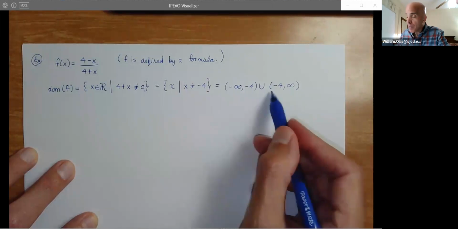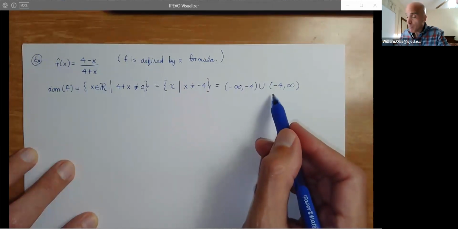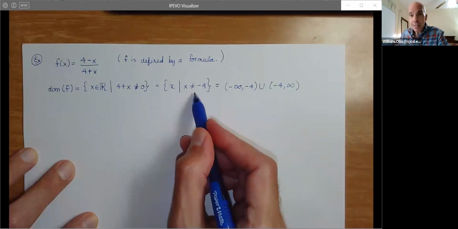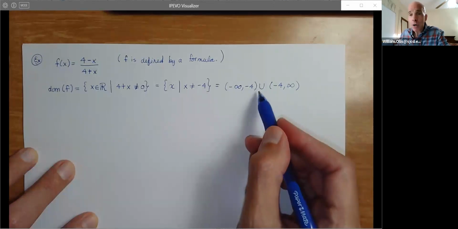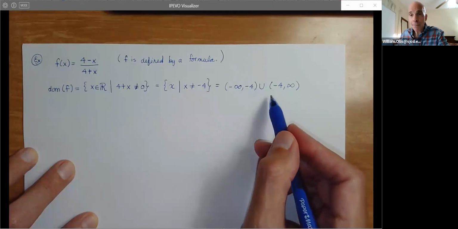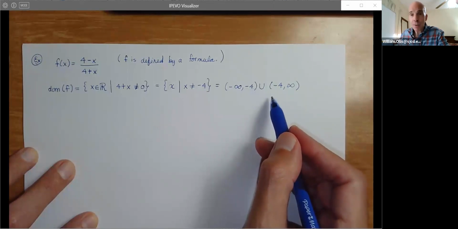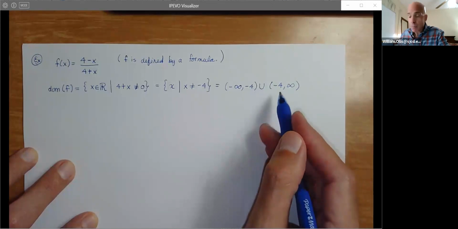Now, what's good about this is that you look at this and say, that's all real numbers except -4, which you can easily see here. But the interval notation, as you well know, is very popular. It's utilized often. It's become convention. So I want you to be able to do that.